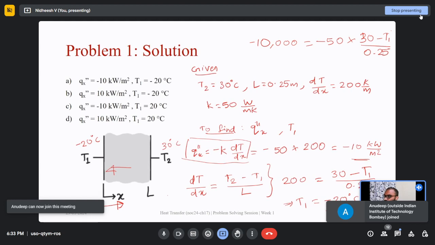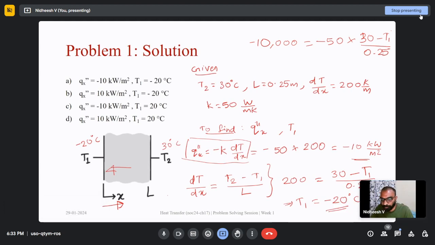Okay, what was the question? Sir, what is the dt value, T1 minus T2 or T2 minus T1? How do we decide? If you are writing dt by dx, it would be the final temperature minus initial temperature in the direction we are considering. In this case, if I say x is in this direction, then I would write dt as T2 minus T1.